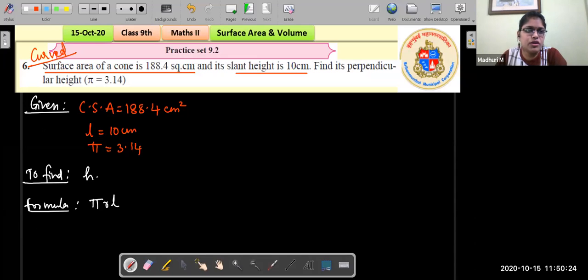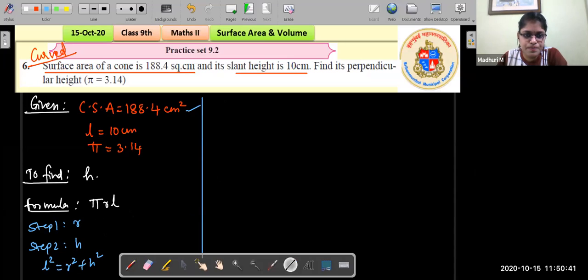So let us put up the roadmap. Step 1, we will find the radius first using whatever is given, and then step 2, we can find out the height using the formula L squared equals R squared plus H squared. So let us start with the solution.